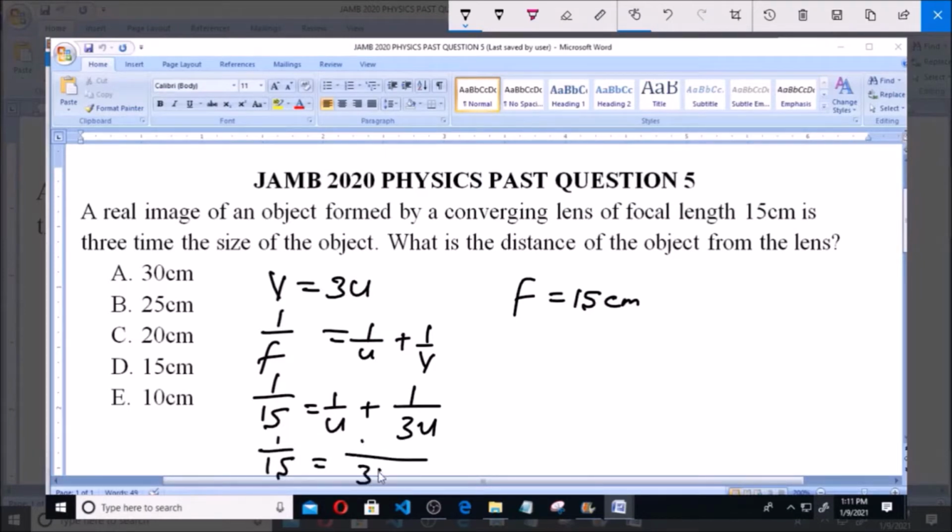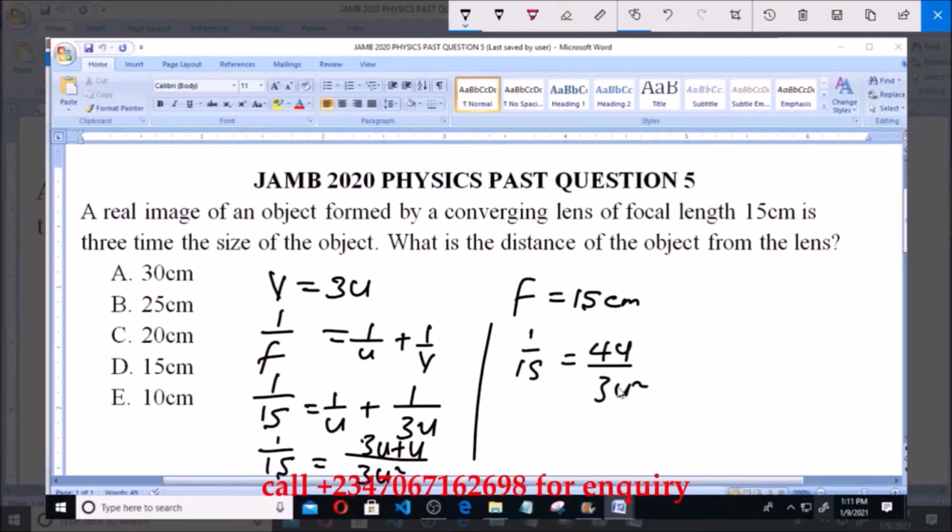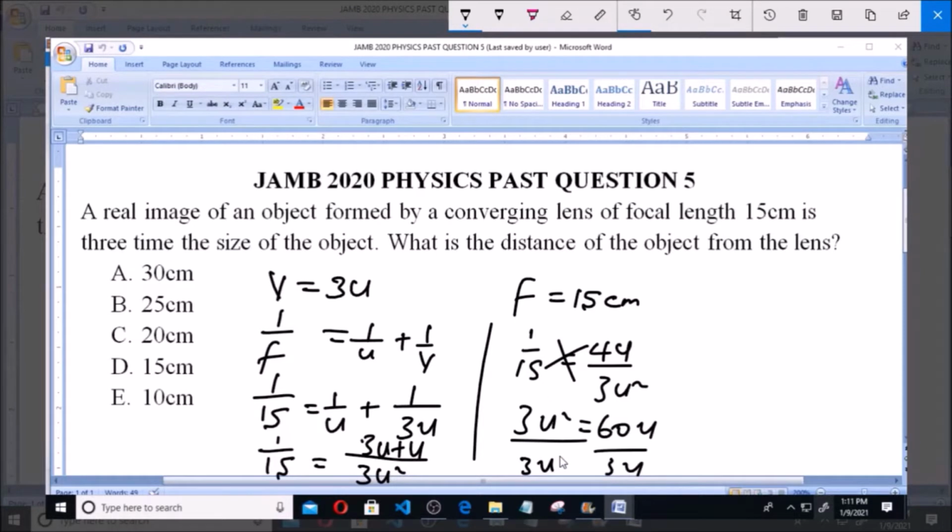now the LCM here will be 3U square. U in 3U square will give us 3U plus 3U in 3U square will give us U. U times 1 will give us U. So now we'll be having 1 over 15 is equal to 4U over 3U square. Now when we cross multiply, we'll have 3U square is equal to 60U. Divide both sides by 3U. We cancel 3U here, giving us U, and U cancels U. 3 here 1, and 3 in 20 is equal to 3 in 60 is equal to 20. So therefore U is equal to 20 centimeters, and that is option C.